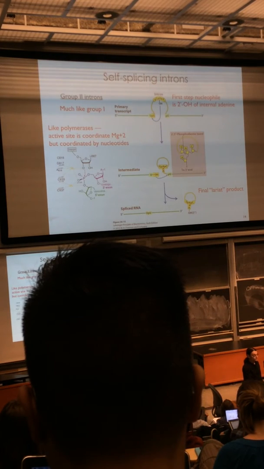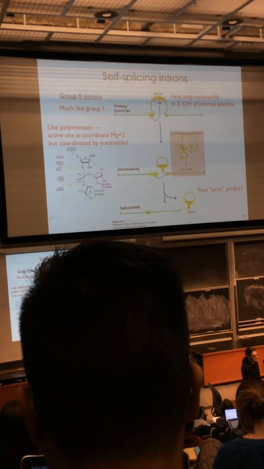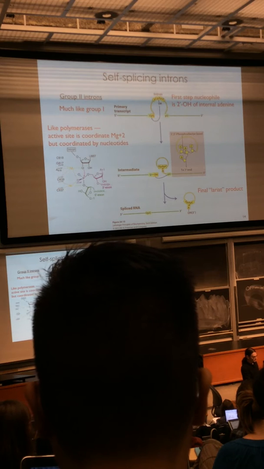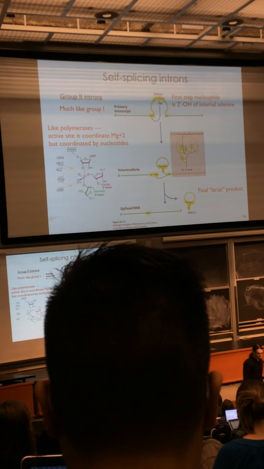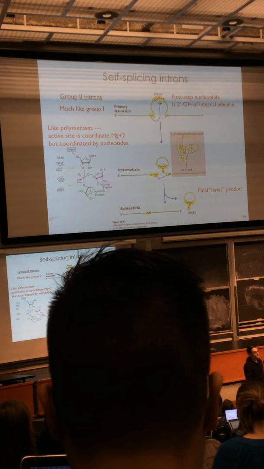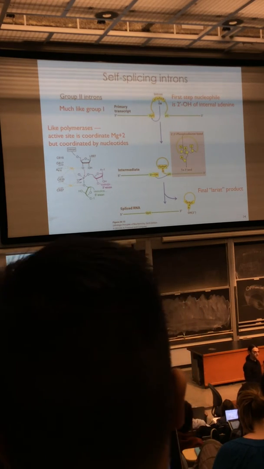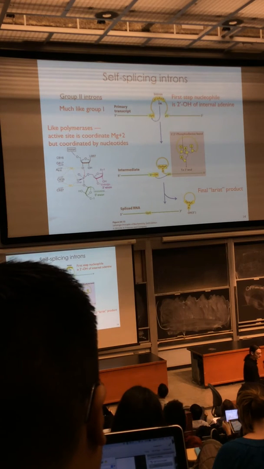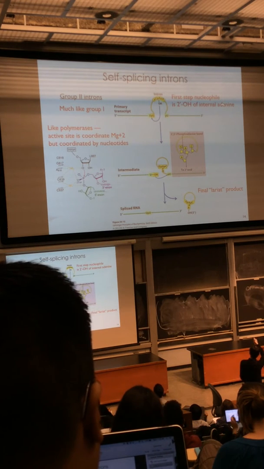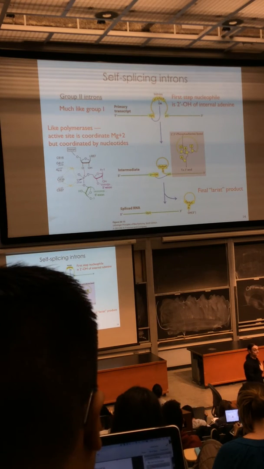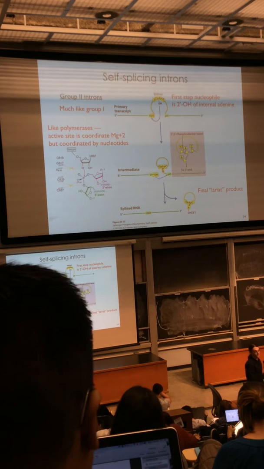There are also group 2 self-splicing introns, which in a lot of ways are similar to group 1 self-splicing introns. So the key difference is the first step nucleophile here is not an extra guanine nucleotide that's floating free. The first step nucleophile is actually the 2' OH of an adenine inside the intron. So this needs no other components, no other nucleotides, except for the ones that are actually present in this group 2 intron.